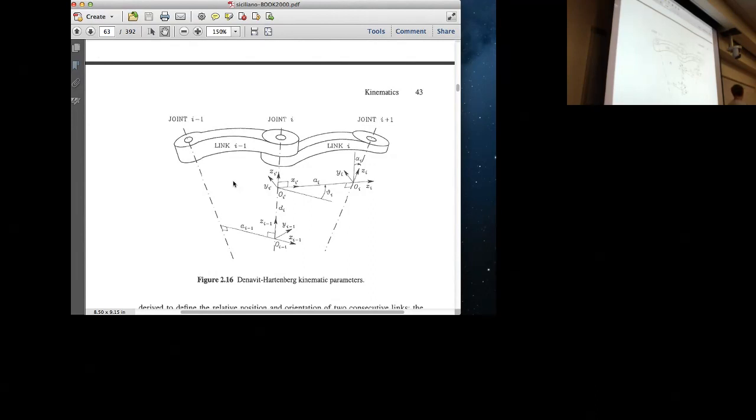Small remark. It can frequently happen that these axes, i plus 1 and i, are parallel. And then you just choose as you wish where you put the origin of this coordinate system. If they are oblique to each other, then the normal is well defined. If the normal is not well defined, just pick whatever you like. Make it as simple as possible. Cool.